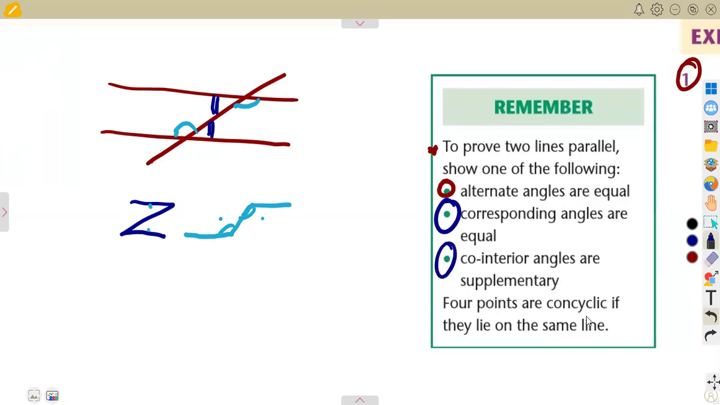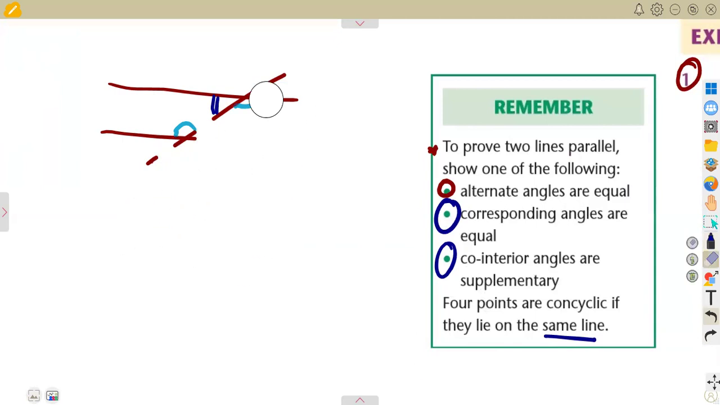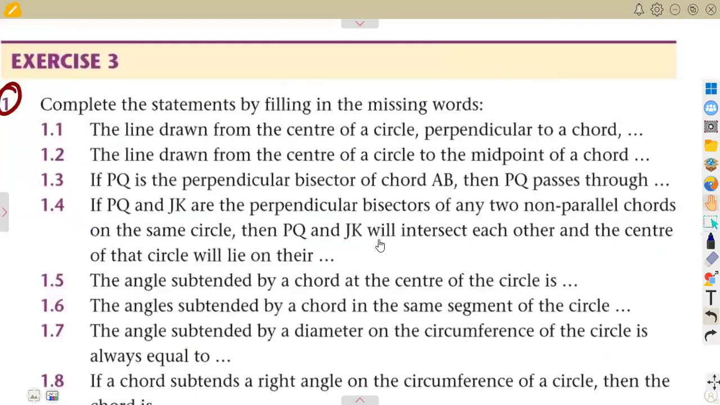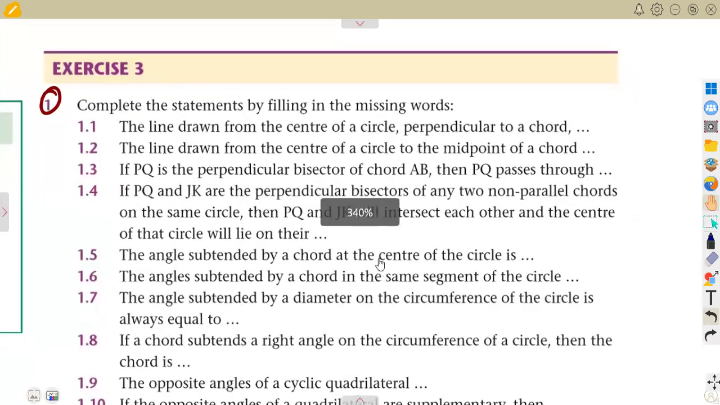Four points are concyclic if they lie on the same line. If you are given four points that lie on the same line, they are called concyclic. Those are some of the things that we're going to talk about in our revisions, but you just have to remember that one.